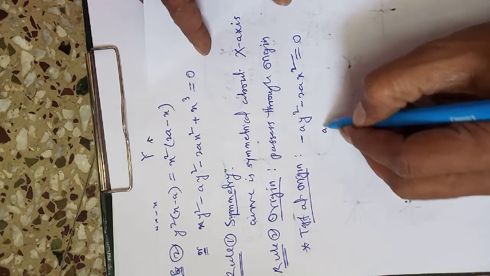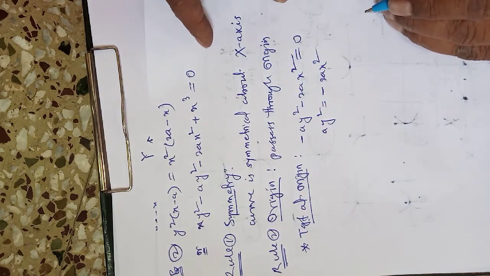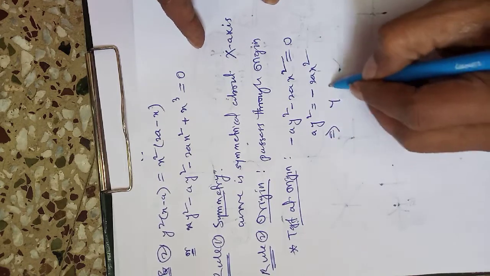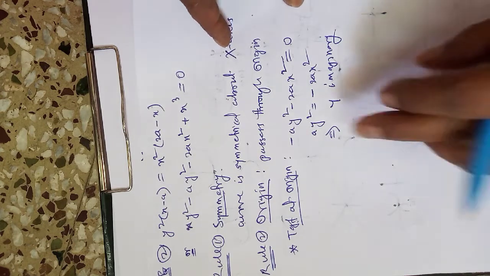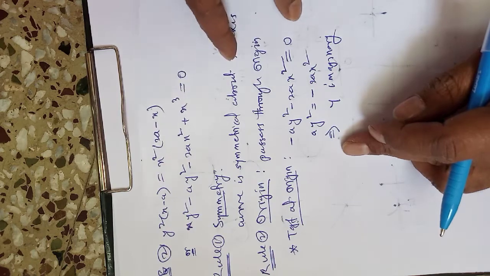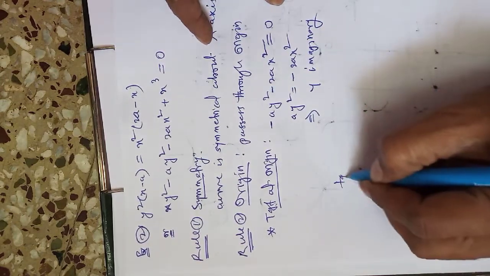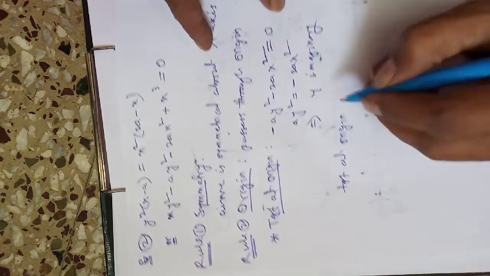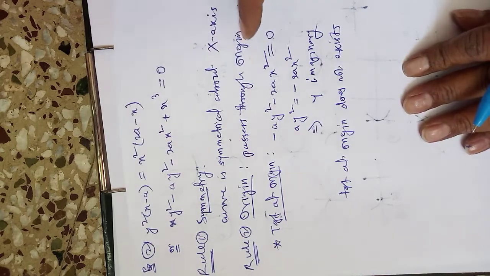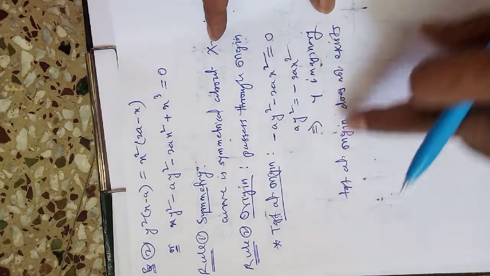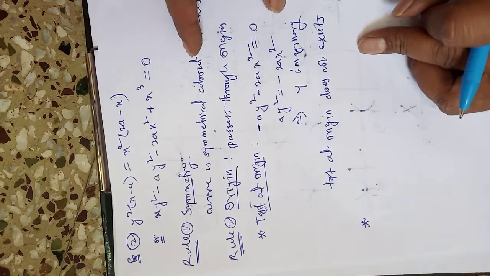So what we'll have? We'll have a y square equals minus 2a x square, and this gives y imaginary or x imaginary. And since y is imaginary, x is imaginary, right? Tangent at origin does not exist. So curve is passing through origin, but tangent at origin doesn't exist, since y is imaginary or x is imaginary, we are getting.